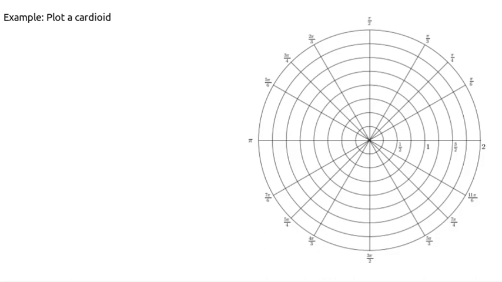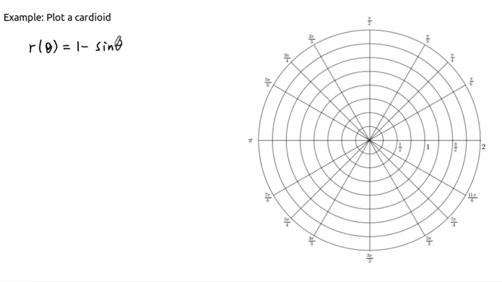Alright guys, in this video we'd like to plot a cardioid in the polar plane. So remember that the equation of the cardioid that we want to plot here is r of theta equals 1 minus sine of theta.